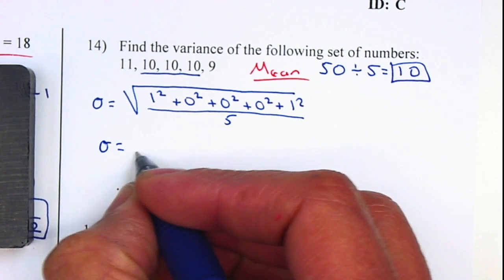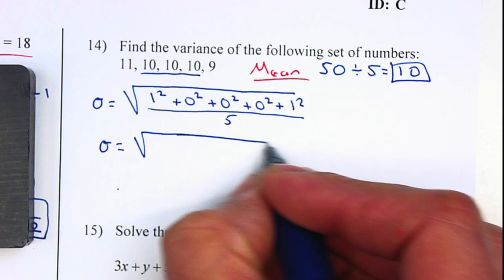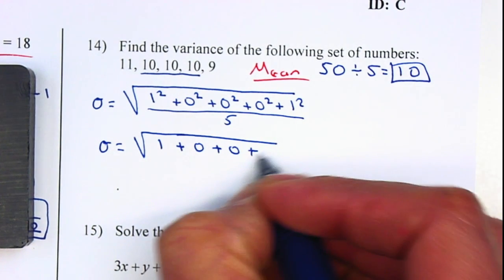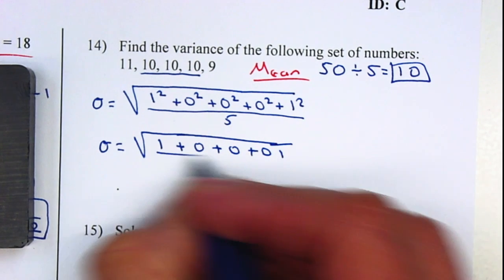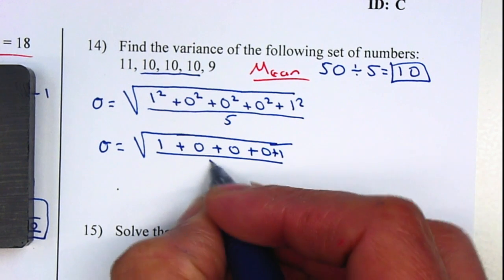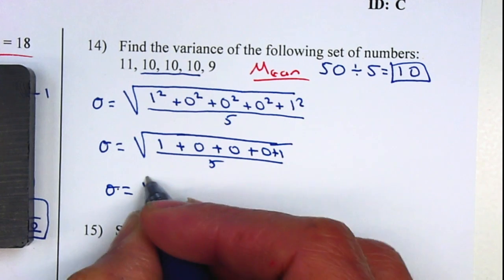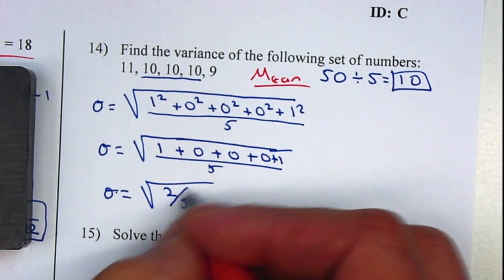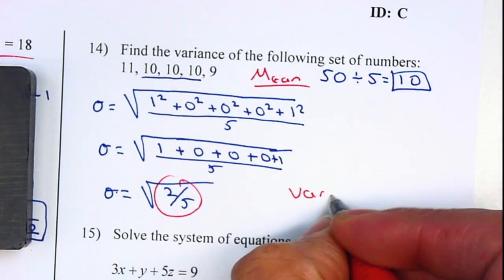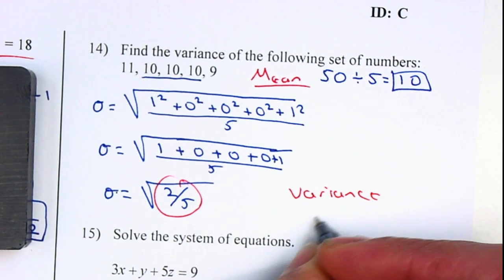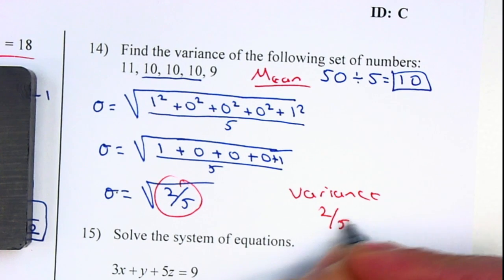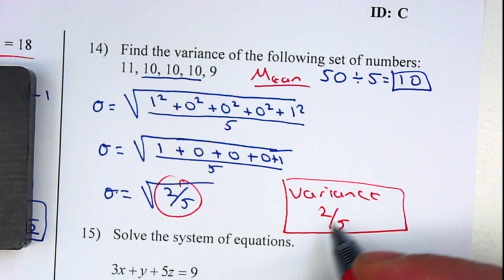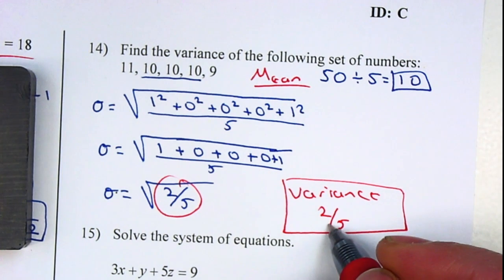Standard deviation will be 1 plus 0 plus 0 plus 0 plus 1 square, which will be 2 over 5. So standard deviation will be the square root of 2 over 5. Your variance is before you take the square root, so it will be 2 over 5. If you want to find the standard deviation, you just take the square root of 2/5 and that'll be it.